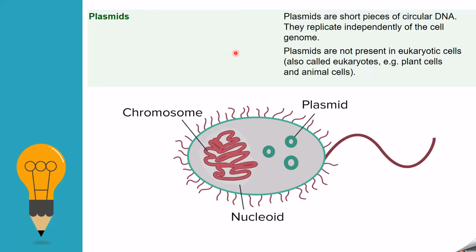Prokaryotic cells also have plasmids, and plasmids are short pieces of circular DNA, and they replicate independently of the cell genome. Plasmids are not present in eukaryotic cells, and you won't find them in eukaryotic cells. I think that plasmids just contain extra DNA.